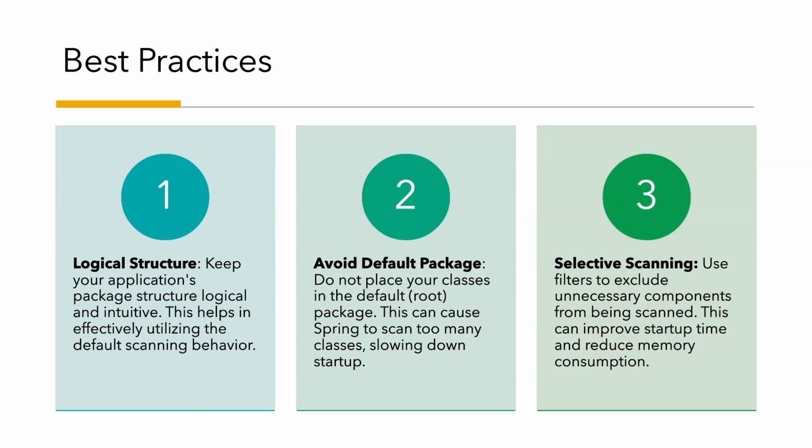Some best practices you can follow when configuring package scanning in a Spring Boot application. Logical structure. Keep your application's package structure logical and intuitive. This helps in effectively utilizing the default scanning behavior. Avoid default package. Do not place your classes in the default root package. This can cause Spring to scan too many classes, slowing down startup. Selective scanning. Use filters to exclude unnecessary components from being scanned. This can improve startup time and reduce memory consumption.